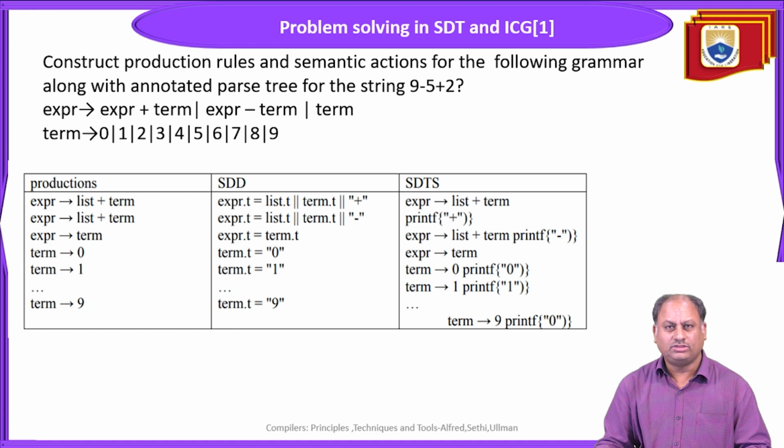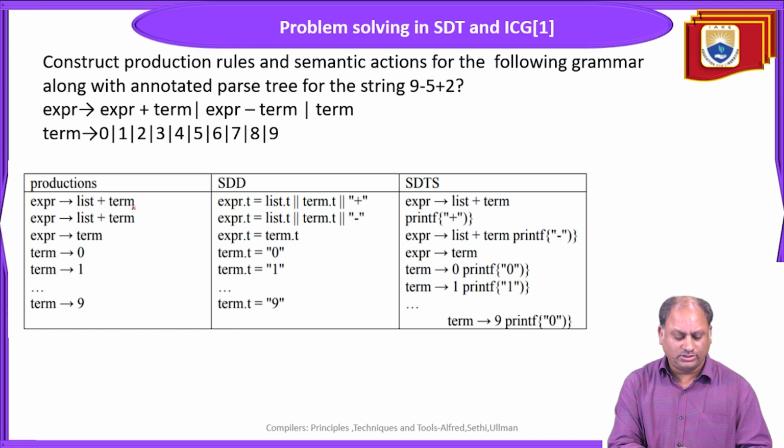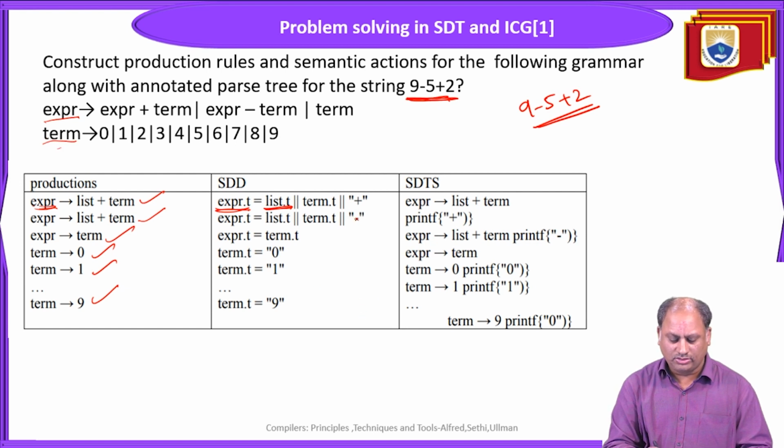Another example which gives the production. So here productions are given with some terms and expressions. Now, we know how to draw the semantic action dot attributes, suppose if expression is there, expression dot t, list dot t, for the following grammar with the string here, 9 minus 5 plus 2. By using these productions, expression and terms, we have listed out these expressions with the corresponding dot attribute associations.